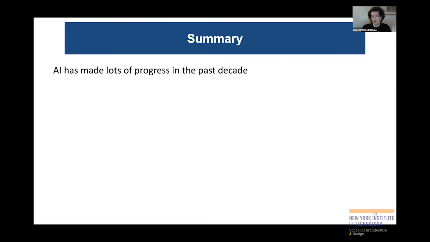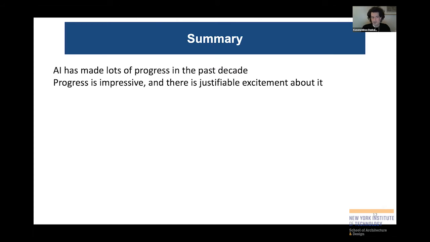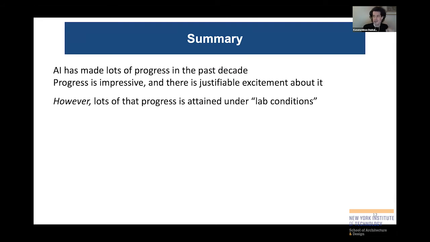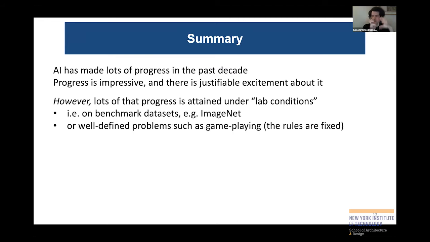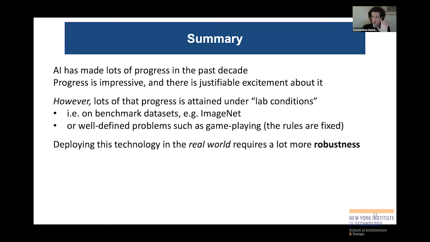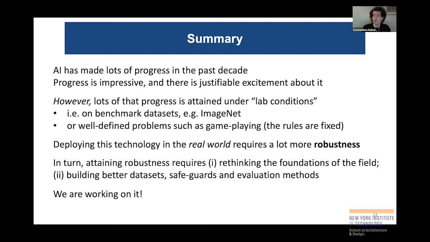So this is briefly what I wanted to talk about. So again, AI has made lots of impressive progress in the past decade. And there is justifiable excitement about it. However, we shouldn't be fooled. A lot of that progress is exhibited in lab conditions, on benchmark data sets, and in very closed, very well-determined things like specific games with specific rules. But when we take this technology out in the wild world, lots of other issues come into play, and we just are not prepared to deal with these issues, both mathematically and technologically, but also as a society, like the legal framework and other important considerations come into play. So we're working on the technological aspect, but there are many other aspects, and it will take a village to address these challenges. Thank you very much.